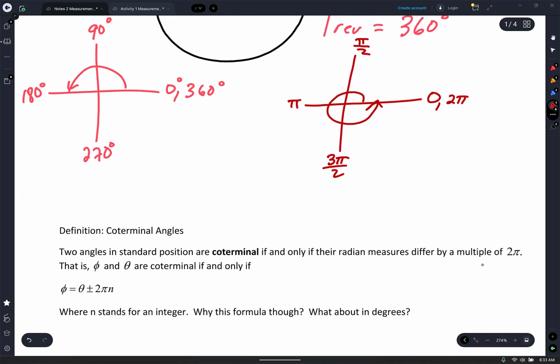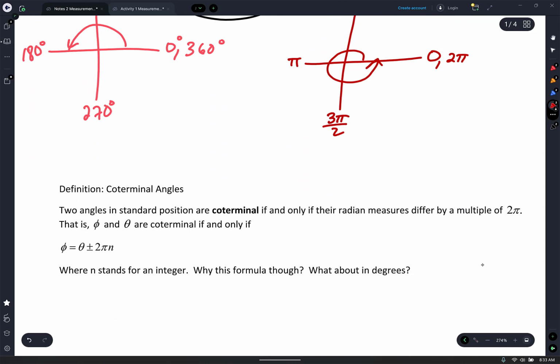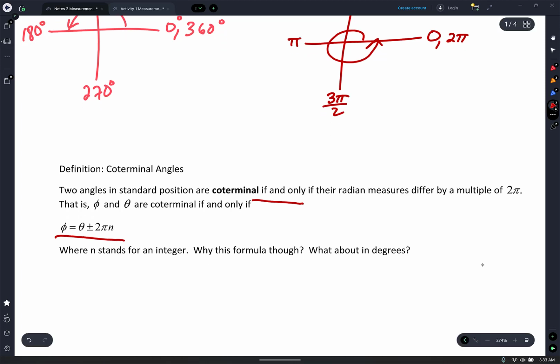Co-terminal angles. Relax. It says 2 angles in standard position are co-terminal if and only if their radian measure differs by a multiple of 2 pi. That's if it's in radians. That is, phi and theta are co-terminal if and only if, and they give you this formula. Relax. I'm going to explain it. And then it says n stands for an integer. What formula, though? What about in degrees? Okay. What that means is this.